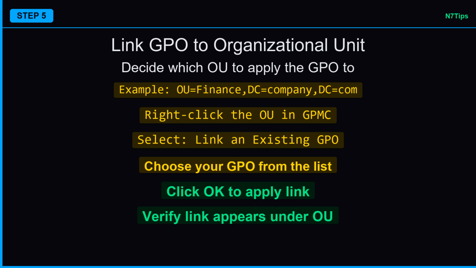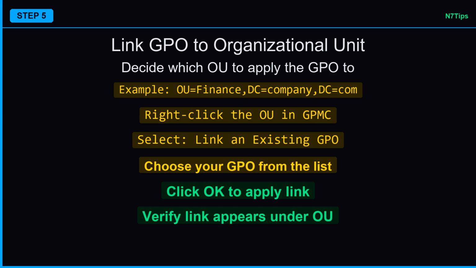Let's walk through creating an actual GPO. Open the Group Policy Management Console on your domain controller. Navigate to your Active Directory structure and find the organizational unit where you want to apply the policy. Right-click it and select Create a GPO in this domain and link it here. Give your GPO a descriptive name. Use a naming convention like prefix, description, version so you can track policies easily.